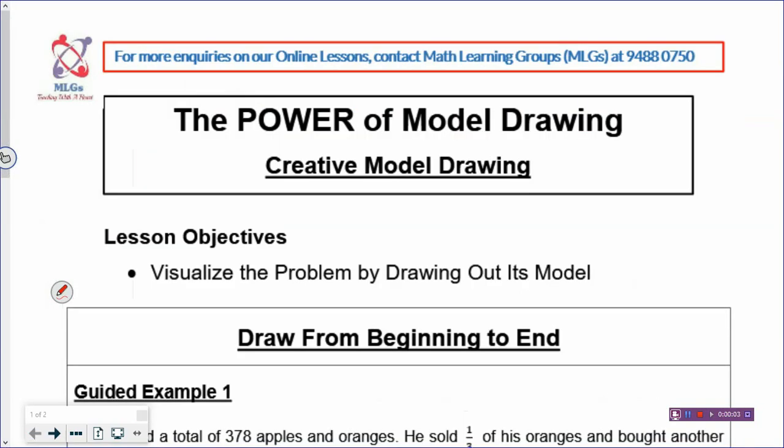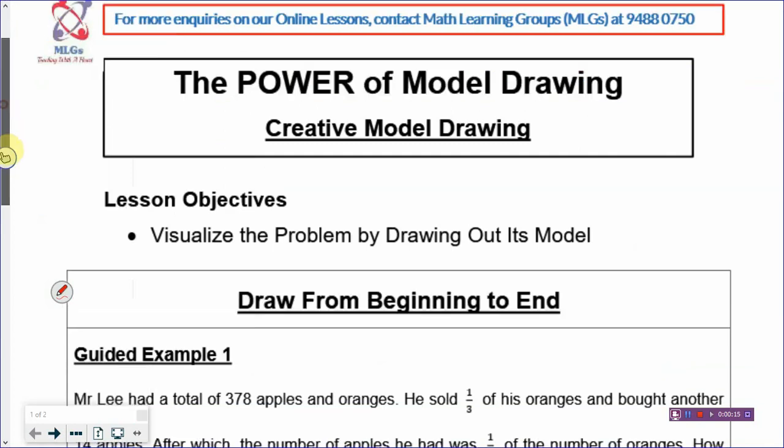Hi, welcome back to the power of model drawing. Today we are going to look at a more complex problem, and it's going to be quite interesting because we are going to learn to draw the problem once again. So let's look at example 1 and see how we draw out the problem.